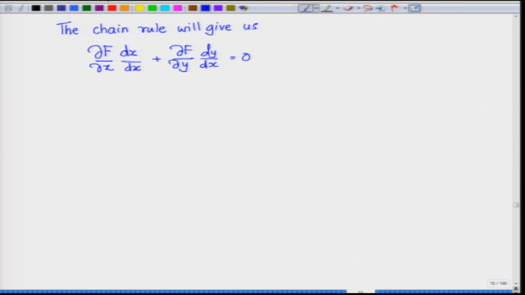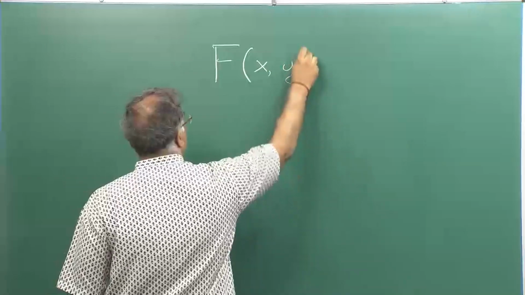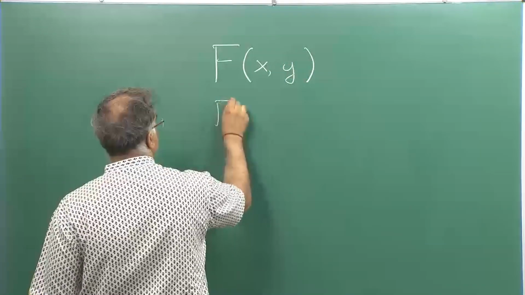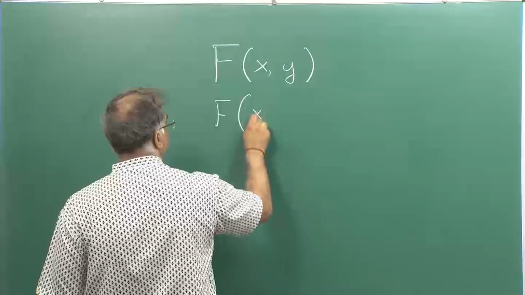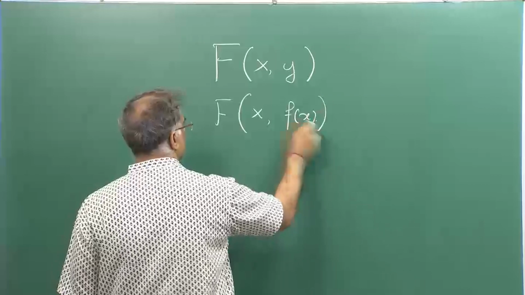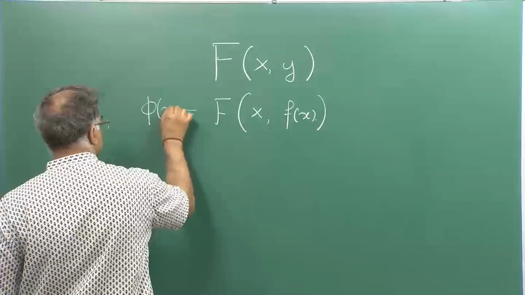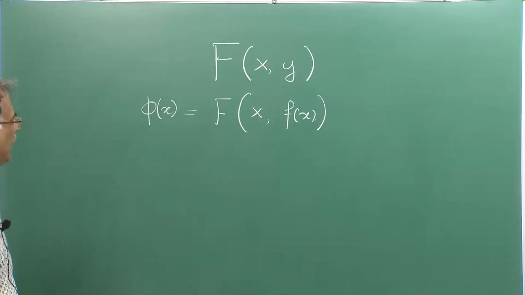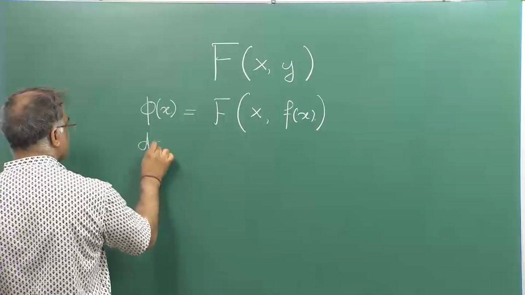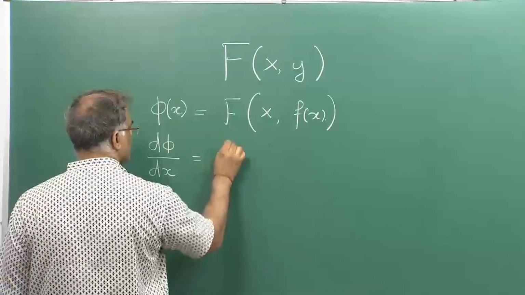The idea is that if I have a function of x y, and suppose in my mind I write y as a function of x, phi x, then I am trying to find d phi dx, which is df dx.